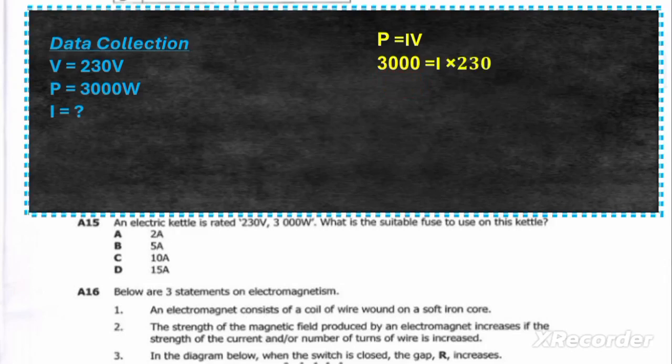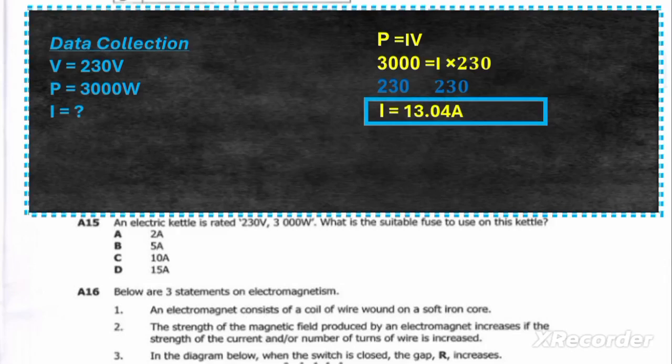Power we have 3000. Then voltage we have 230. So 3000 equals 230 times I. We divide both sides of the equation by 230. We are going to get 13.04 amperes. So this is our current.